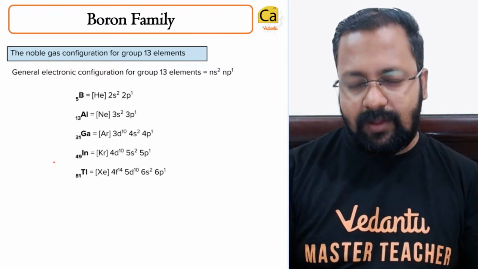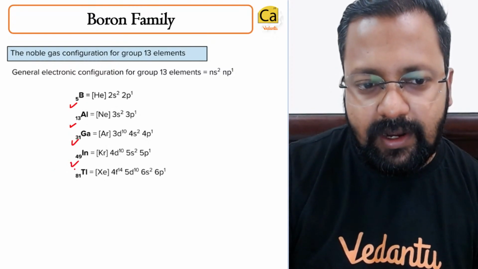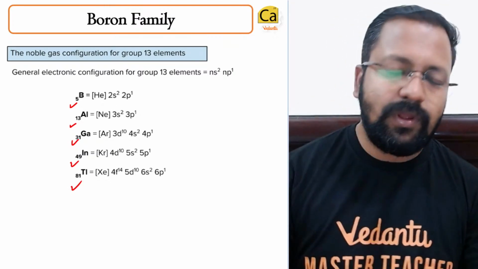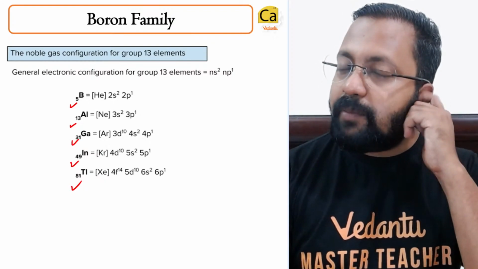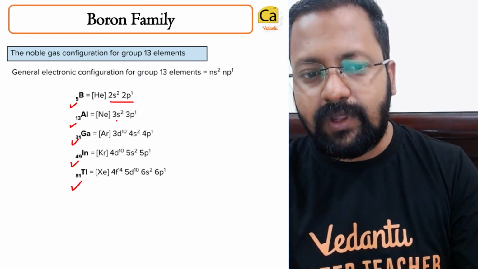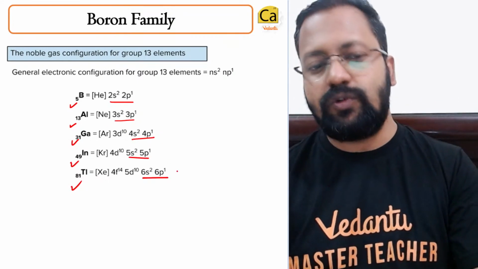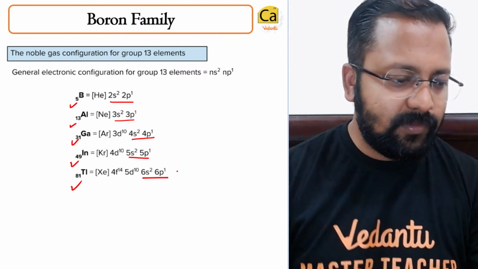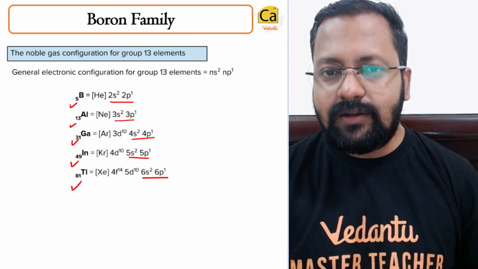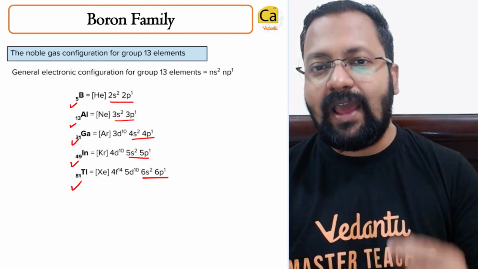So the boron family includes boron, aluminium, gallium, indium, thallium. The general configuration of these elements is ns2 np1. So, देख लो, 2s2 2p1, 3s2 3p1, 4s2 4p1, 5s2 5p1, 6s2 6p1. So there are a total of 3 electrons that you can have in the valence shell.